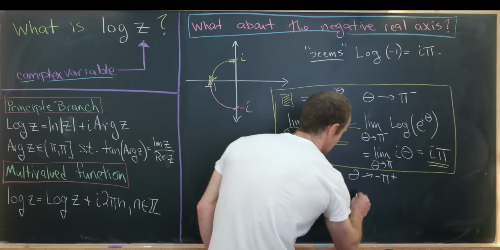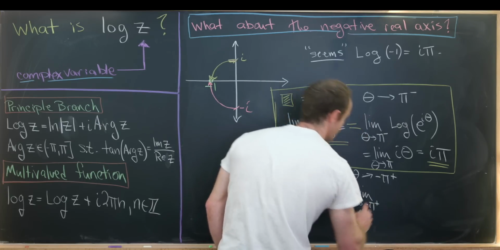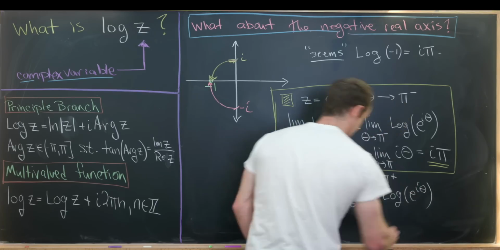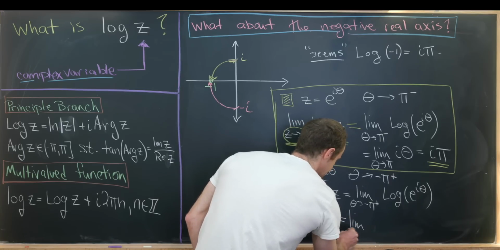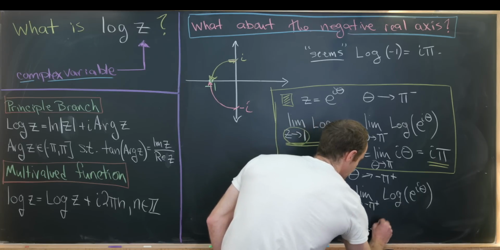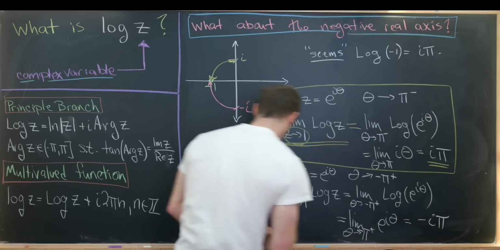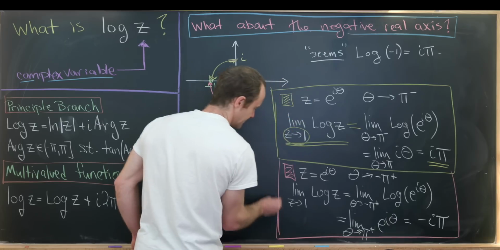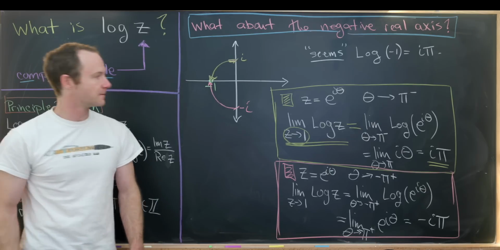So that's going to be the same thing as the limit as theta approaches negative pi from above of log of e to the i theta. But that'll end up being the limit as theta approaches negative pi from above of i theta, but that gives me negative i times pi. So let's put a big pink box around this to show that that's what's happening along this pink arc.